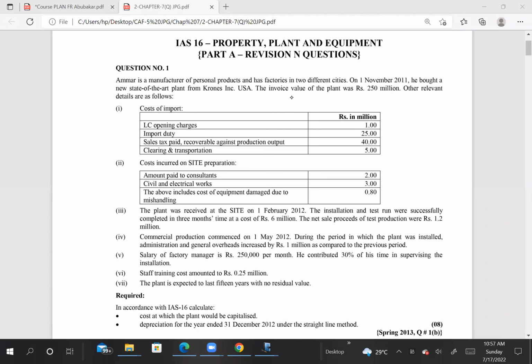Okay, the purchase price is 250 million. Now, just give me the answer, yes or no. LC opening charges: should we capitalize the LC opening charges or not? Letter of credit opening charges, which is necessary to import the plant.